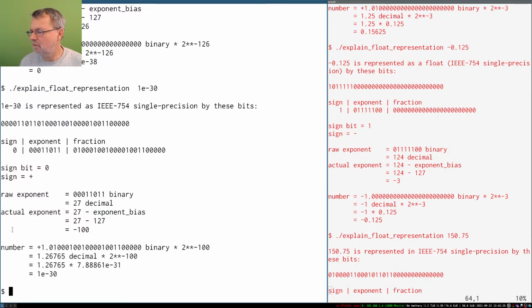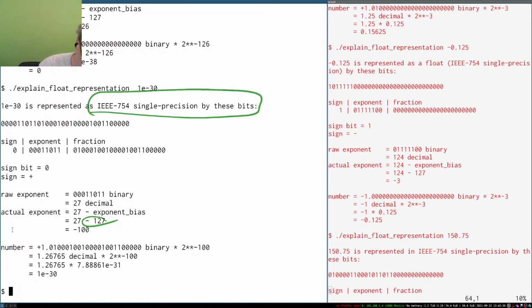Oh, excellent question from Brandon. Thank you, Brandon, that's a superb question. He's asking, do I always subtract 127? You do if it's IEEE 754 single precision, that is 32 bits. So you do that always if it's a float.